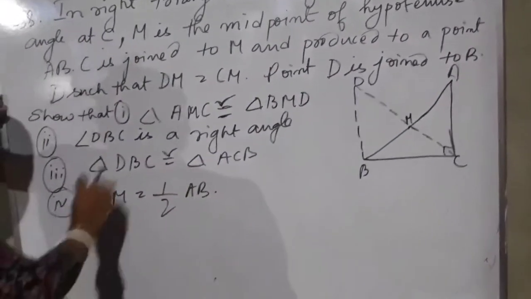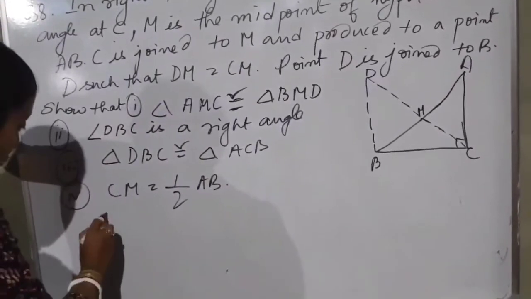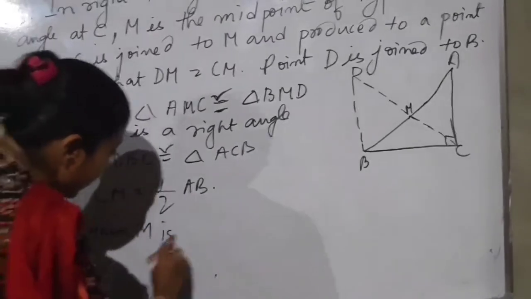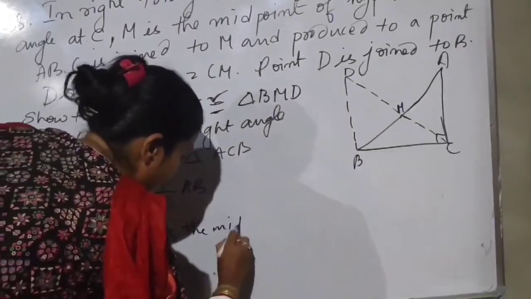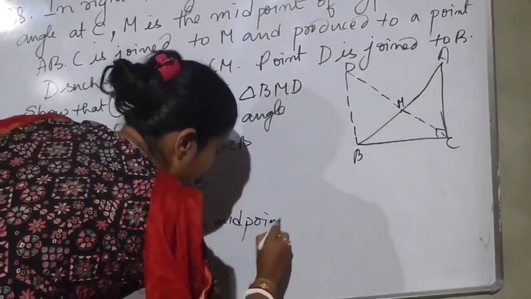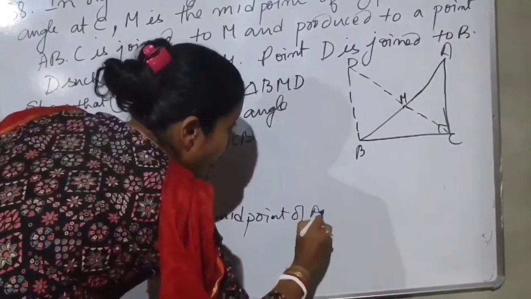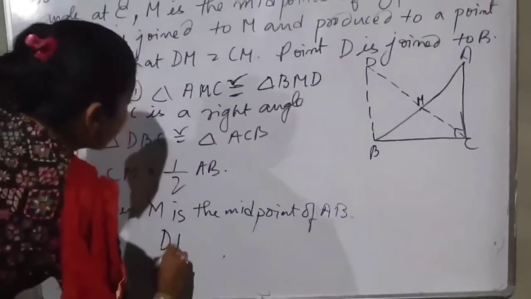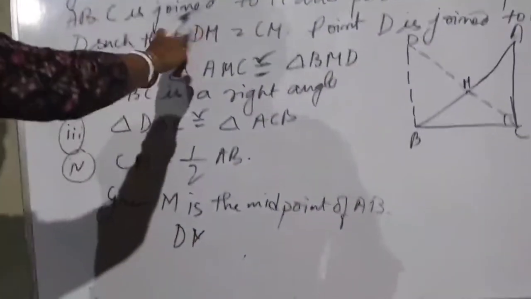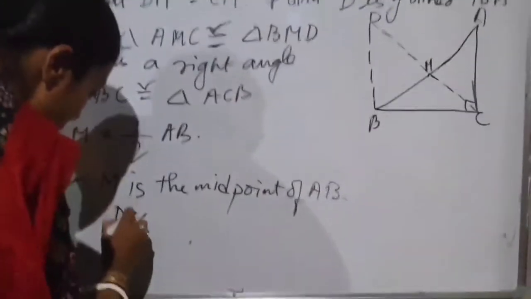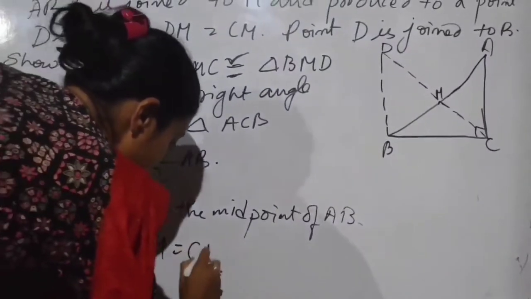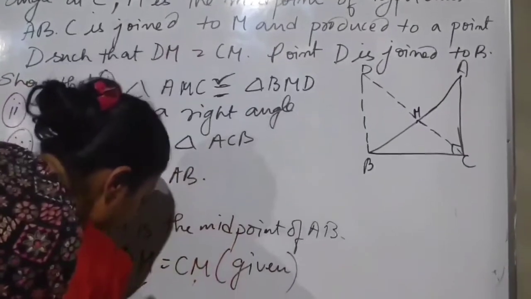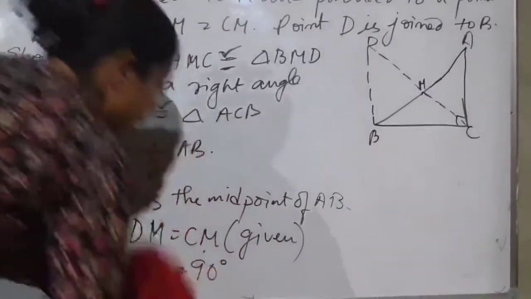So let us start. Whatever is given to us, you write first of all. Given: M is the midpoint of AB, and DM equal to CM is given, and angle C equal to 90 degrees is given.